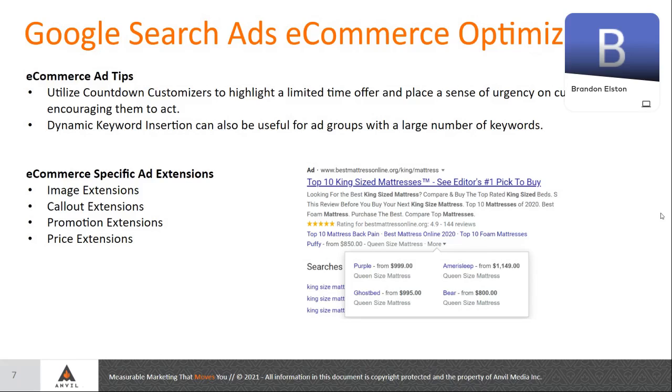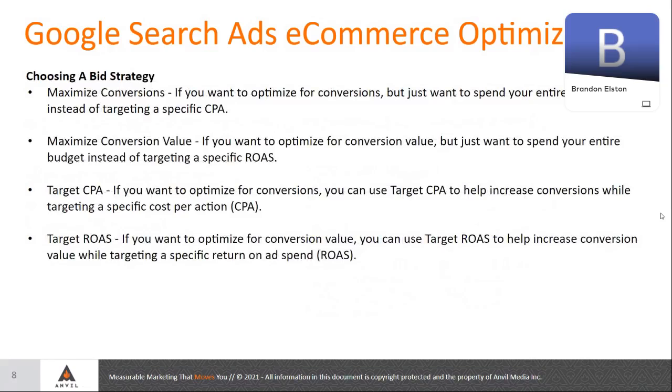So one of the ways we used the price extension to help combat that is by putting out there where our starting prices were on a lot of the products. And that was one way we helped cut down on those leads that weren't such good quality, just because it highlights right off the bat what the prices are and eliminates them from clicking through to the website. So those are the extensions I want to highlight for e-commerce and how those can help you. And now I'm going to go on to choosing a bidding strategy.